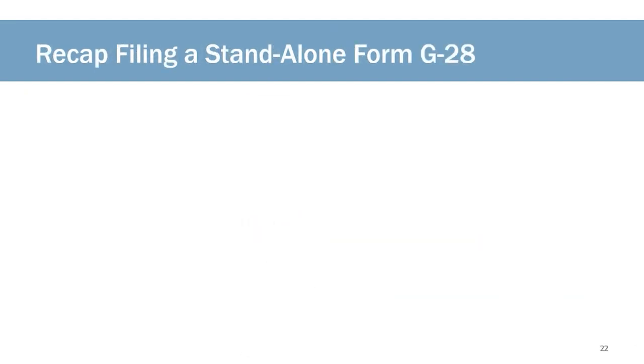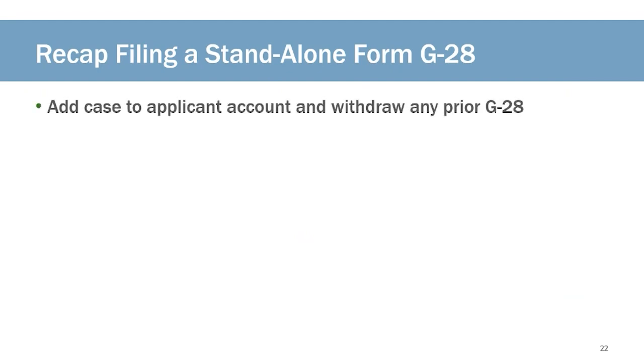Okay, thank you, Quinn. That was a really great walkthrough of the process. So I'm going to recap the steps for you. The starting place is for the applicant to make sure that the case is in their online account and that any previous G28 has been withdrawn. Then the legal representative adds the client to their online account, being careful to use the exact email that the client used to create their account.